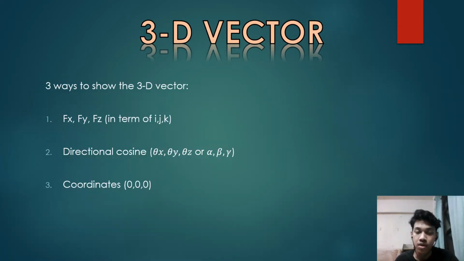Next, we are going to talk about the 3D vector. There are three ways to show a 3D vector. The first one is in terms of i, j, k, which is Fx, Fy, Fz. The second one is by using the directional cosines. And the third one is by using the coordinates.